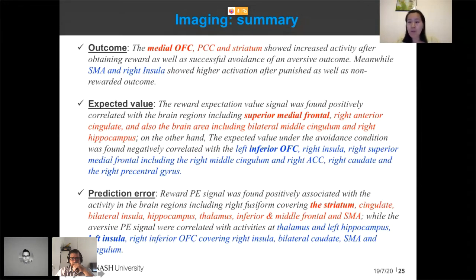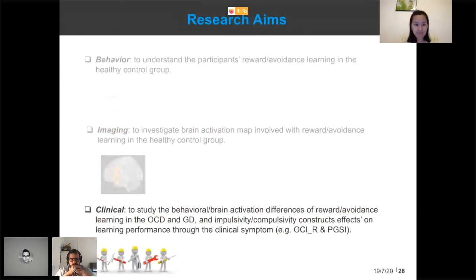The medial FC and superior medial frontal, inferior orbital frontal cortex, the striatum, as well as the left insula, have also been reported in King's learning task without reversal. So compared to King's one, our reversal learning task helps find larger brain correlates associated with the different stages of this reward and avoidance-based decision process.